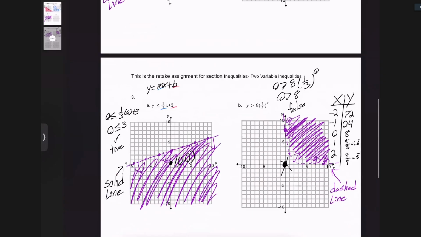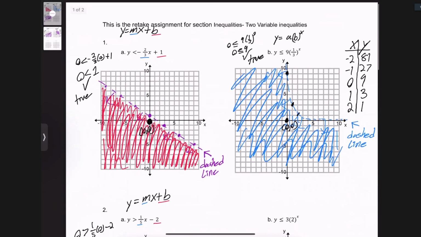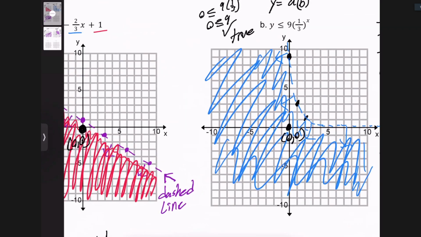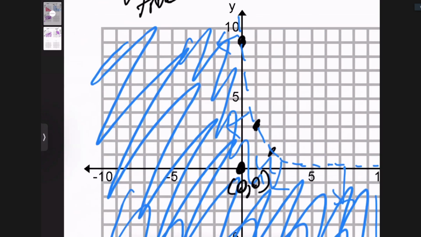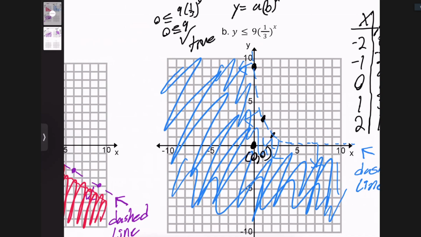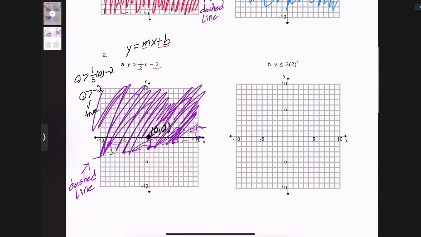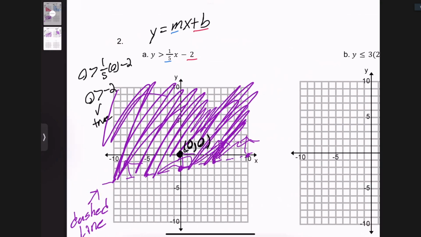Let me just zoom out so you could see the entire work. Again, just plug it in if you want to, to double check your work, or you could just say that it is going to be true because it's in the shaded region if you needed to verify any of the points. Same thing with over here. Again, you just need to verify.